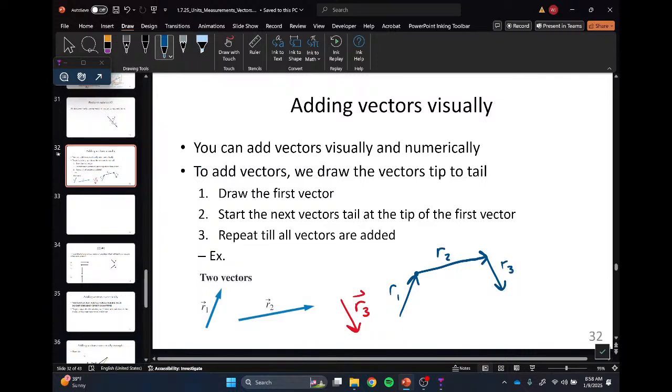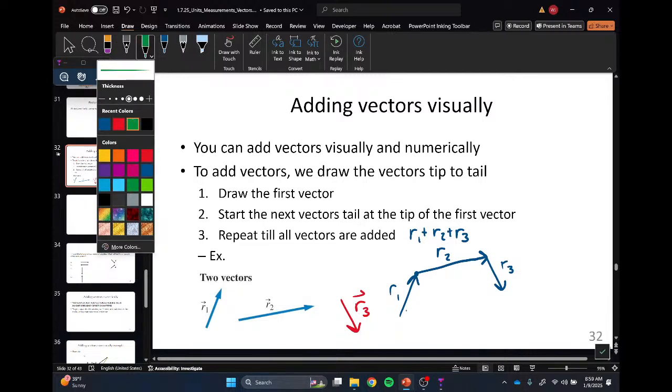So this is adding vectors. This is what I'm doing right now. This is R1 plus R2 plus R3. That's what I'm doing. I'm adding them. All right, great. What's the end result? What is the direction of R1 plus R2 plus R3?